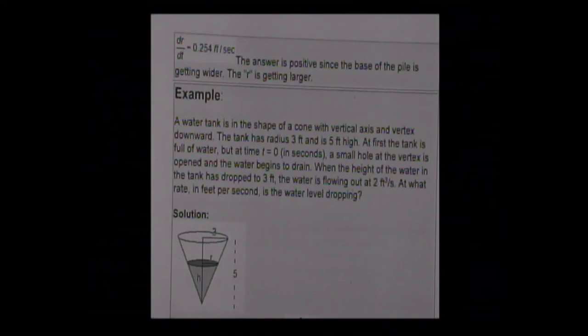Do the math. Get the answer. And again, if I check my units, it's radius units over time units, so feet per second. And notice the answer is positive since the base of the pile would need to be getting wider. The r is getting larger.